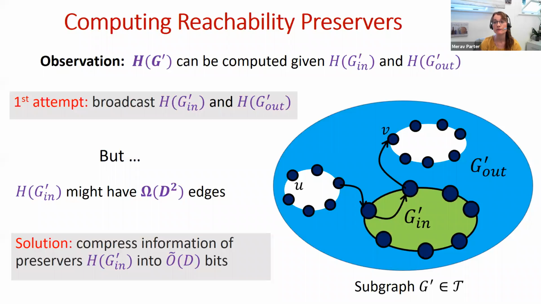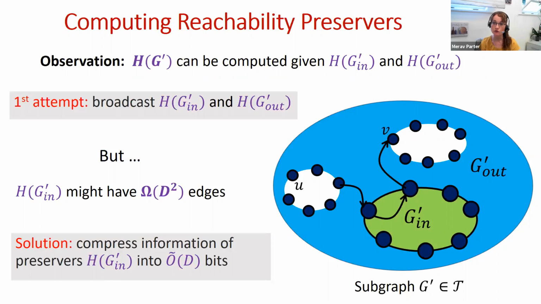The problem is that if we just let the nodes broadcast the set of edges in a brute force manner, edge by edge, it might lead to a d-square round algorithm, because we said that this preserver that has roughly d many nodes might have d many edges. So we cannot just broadcast these edges of the preserver in a brute force manner.